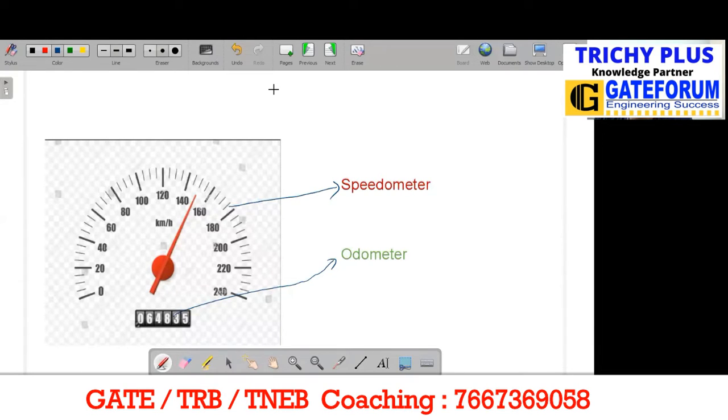So basically that is an operation of differentiation, and the odometer is an example for integration. Okay, so with this you can understand, right? Okay, now we'll move on to the next one.